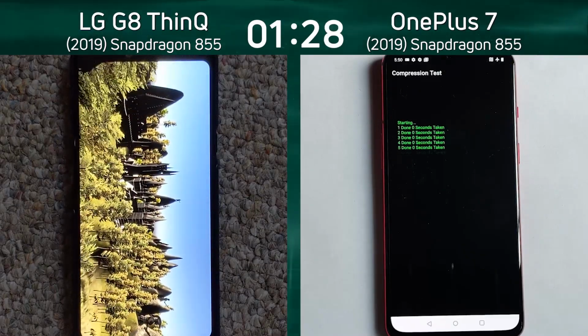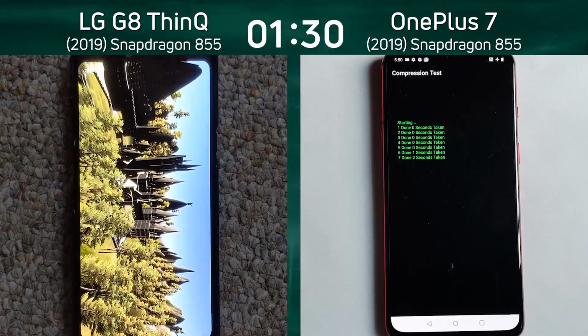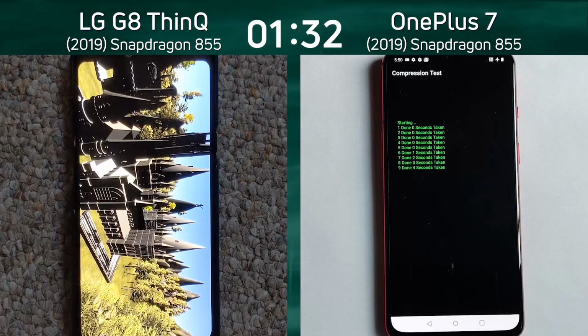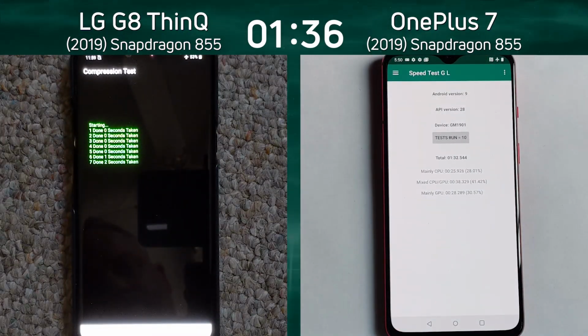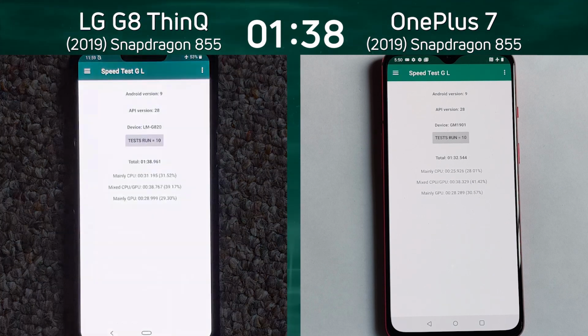It's now coming down to the castle scene. But as I said that, the OnePlus 7 was already into the compression test. Clearly quite a lead here now. What's it going to be? There we go, 1 minute 32.5 as the LG G8 is now into the compression test. 7, 8, 9, 10. There we go, 1 minute 38.9.